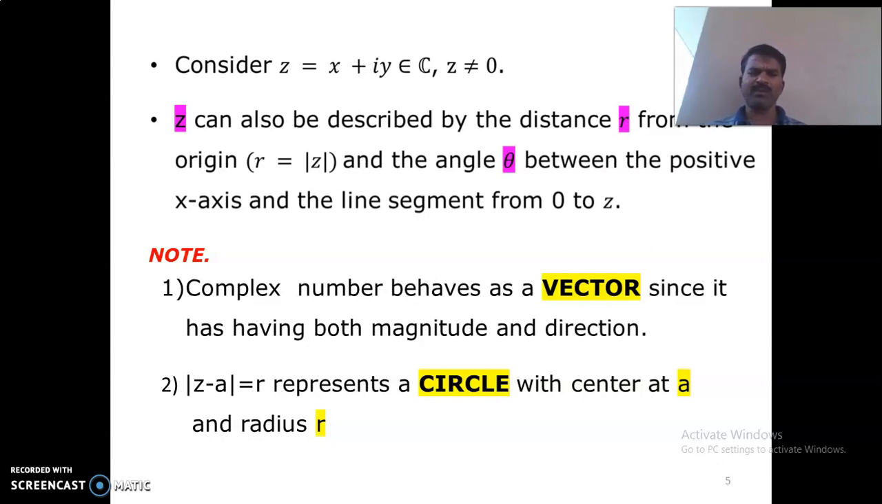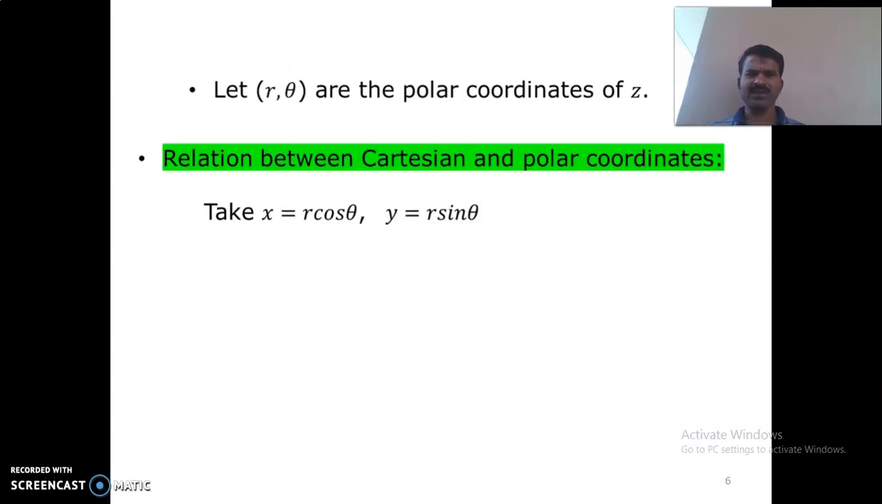And the modulus of z minus a equal to r represents a circle, centered at a, and r is the radius of the circle. It is always modulus of z minus a equal to r. So that is how you can represent a circle using the complex variable.